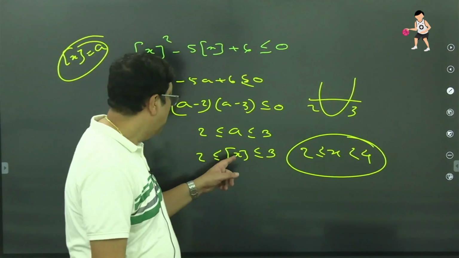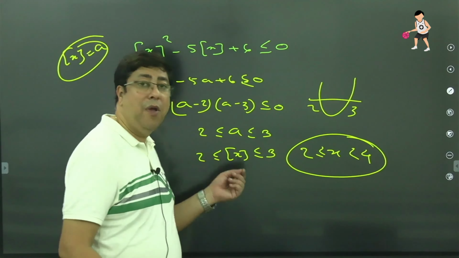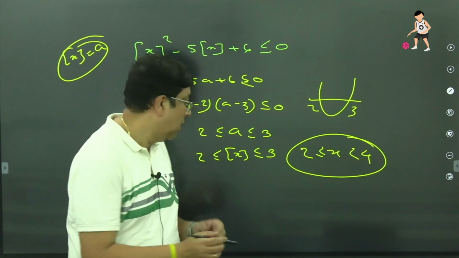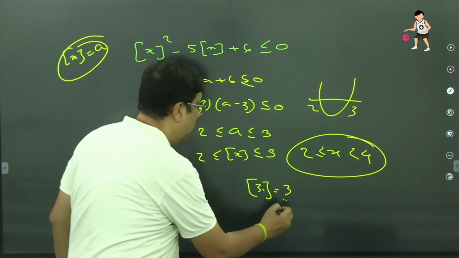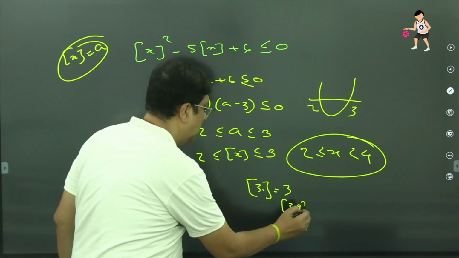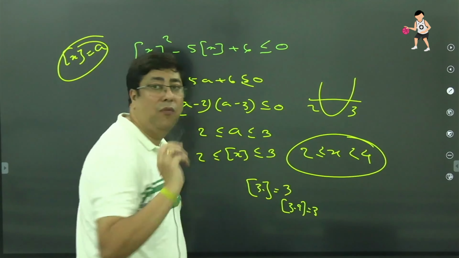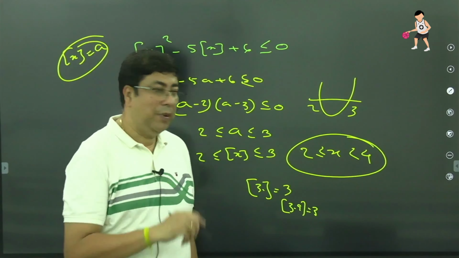For example, floor x less than or equal to 3. You have to practice at home like this. If we put x equal to 3.1, this is coming 3. If x is 3.9, this is coming 3. So I am writing here 4. Okay, must practice all these things.